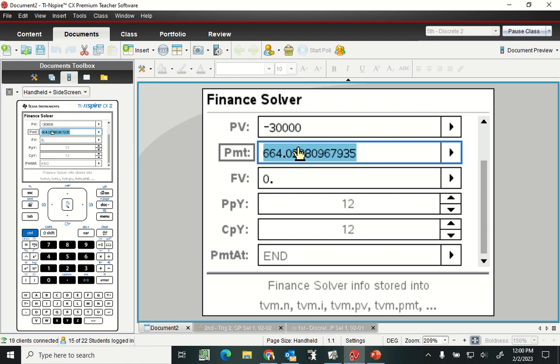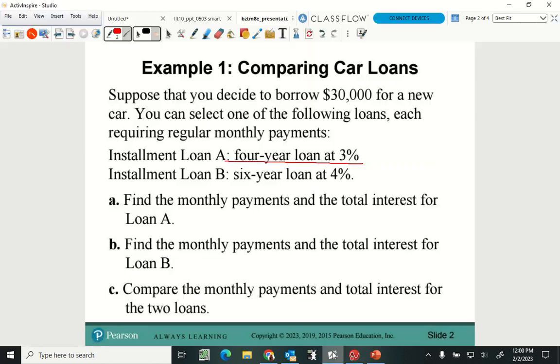Because it is money, I look at the 9. That's going to make it 3 cents. So 664.03. So that's my monthly payment there.